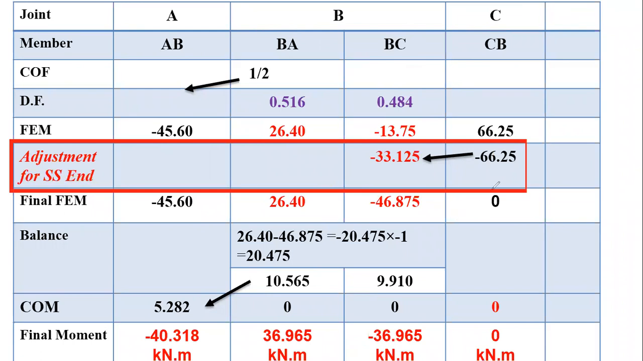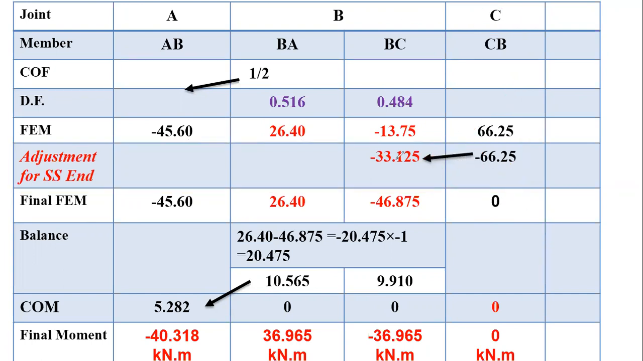And what is that adjustment? Practically MCB should be 0, but here the value of the fixed end moment is 66.25. So you have to convert this moment to 0. So add minus 66.25 moment to it and consider half carried over to the adjacent member. This is the correction factor for type number 2, simply supported end. Now if you add these two, the moment will be 0 and half is carried over to the adjacent member.